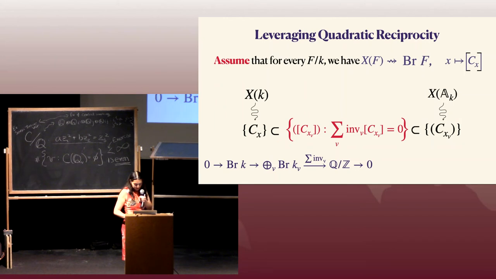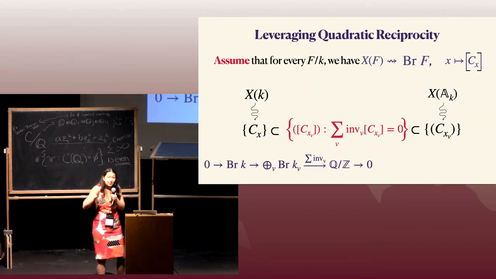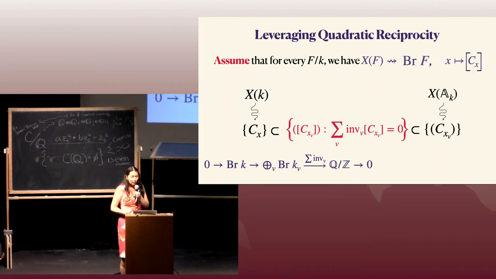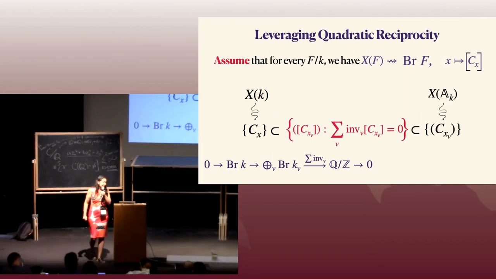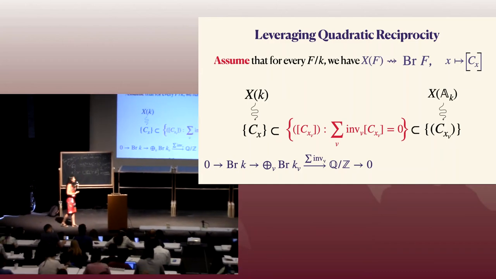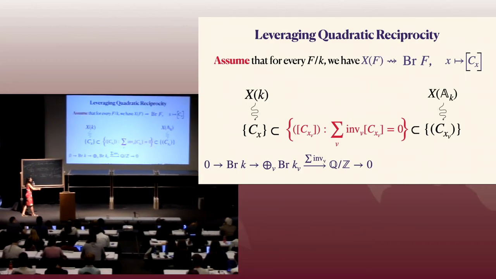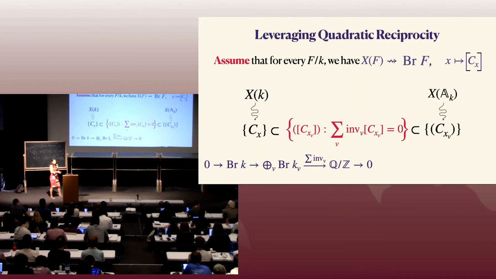Okay, so now we still have these two machines that fit together, and so I have to tell you how we piece those together. Yes? The inv, this is called the invariant map. So this is the fundamental exact sequence of global class field theory.